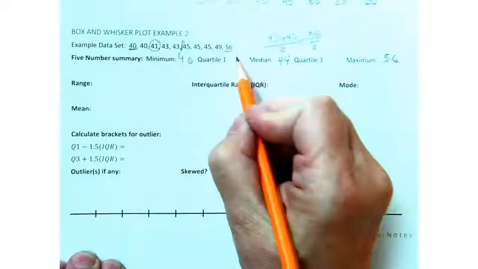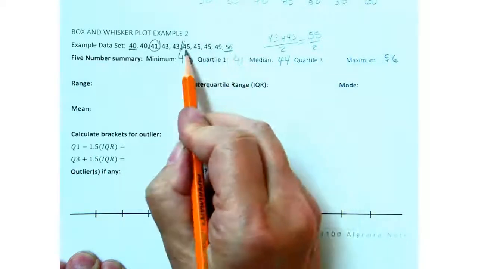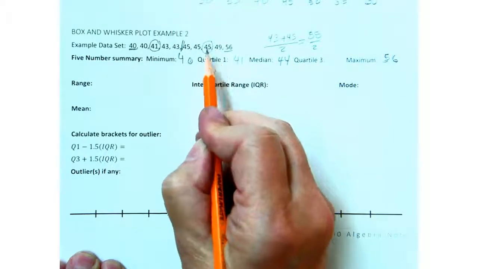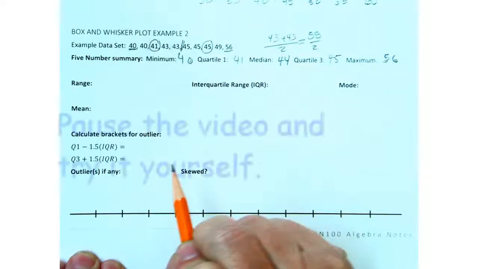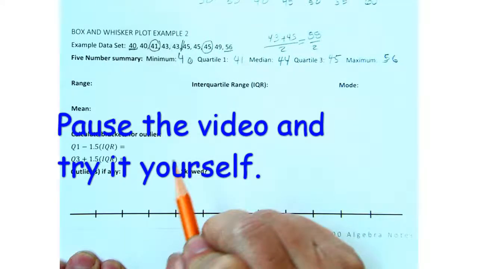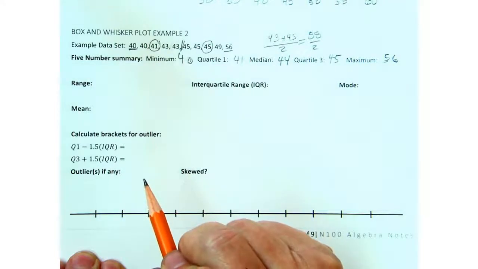There are 5 numbers in the lower half, so there is a middle number. Circle that number. The lower quartile is 41. There are also 5 numbers in the upper half. Circle the middle number. The upper quartile is 45. Pause the video here and try the next steps yourself. Now that you have tried it, check your work.